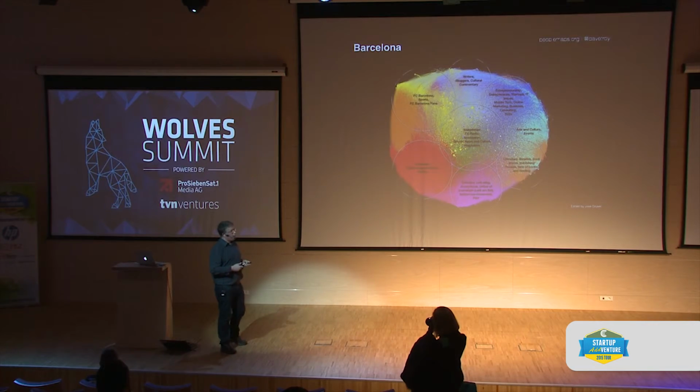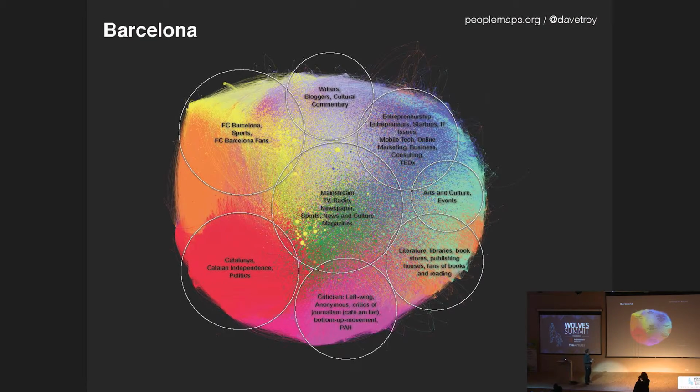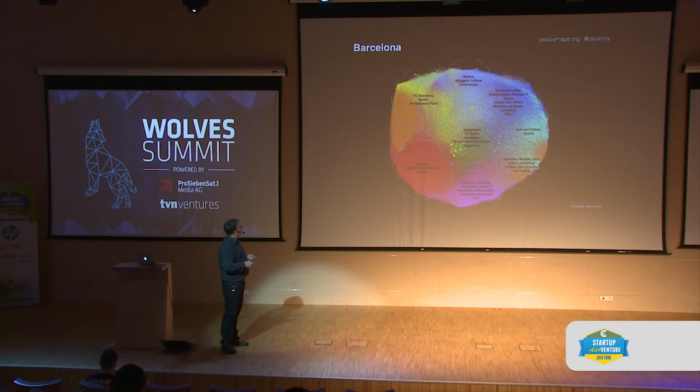Just to provide a little bit of contrast, this is Barcelona. And you can see that Barcelona is actually a pretty balanced place. There's a big focus on Catalonian independence, as you would expect if you know anything about the current situation there. Also, FC Barcelona is very prominent. But then everything else is sort of in balance. There's people doing left-wing criticism, people writing about various cultural things, entrepreneurship and entrepreneurs over here, arts and culture, and then literature, with a nice mainstream media scene in the center.